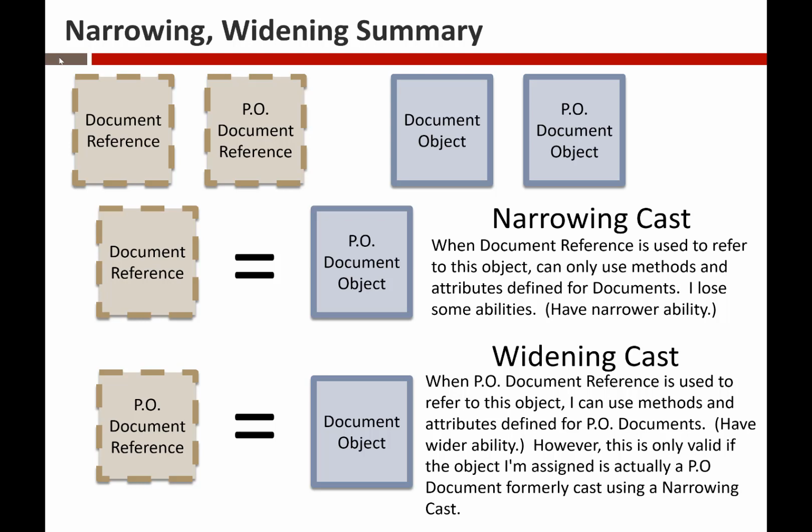The bottom picture, I'm taking on the left side of the equal sign, that's a child object, and I'm putting a parent object into it. When the PO document reference is used to refer to this document, I can use methods and attributes defined for PO documents. I have wider ability. However, I can only do this if the object I'm assigned to is actually a PO document that was formally cast into a document using a narrowing cast. This is another way of saying what I drew here on the whiteboard with this set of pictures right here.